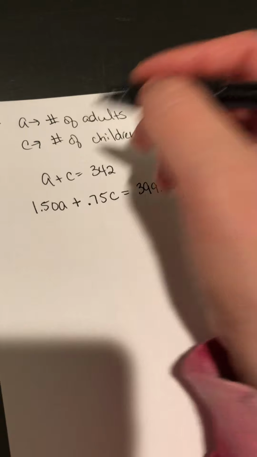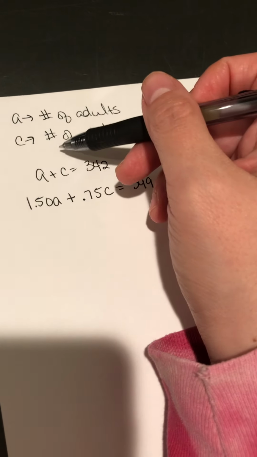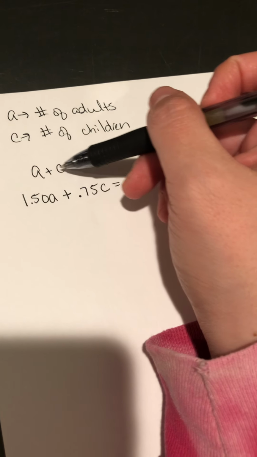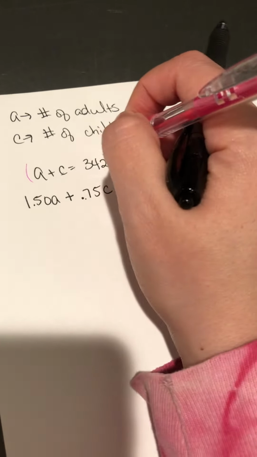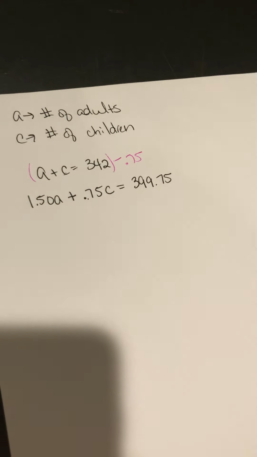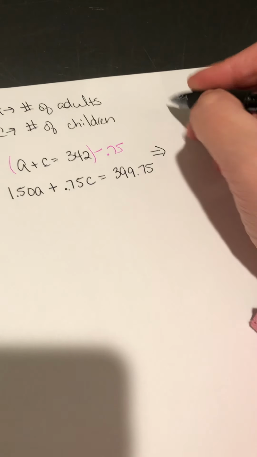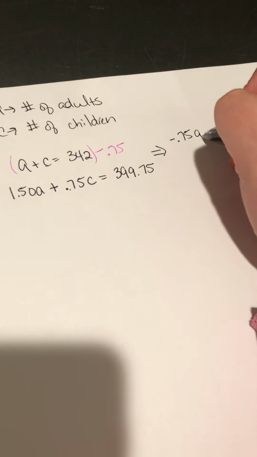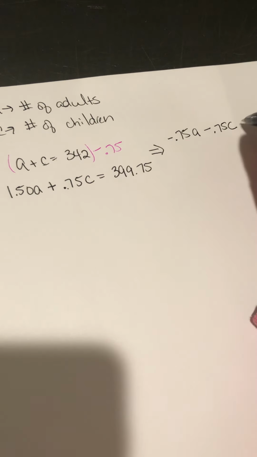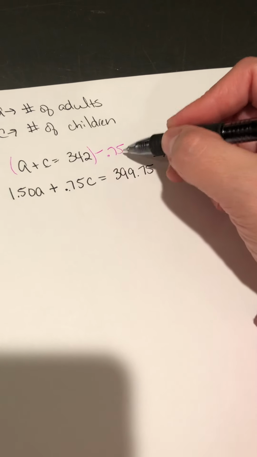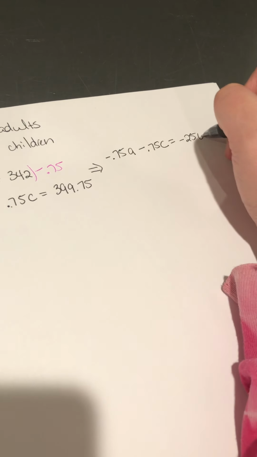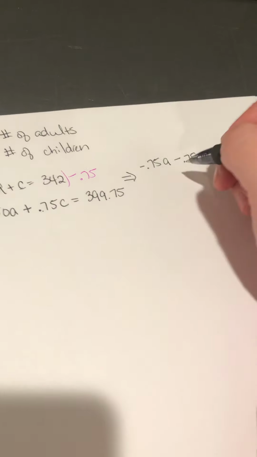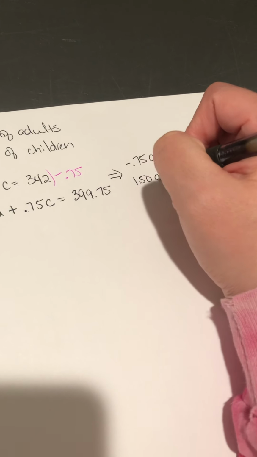So I'll just do elimination like I did. If I want to eliminate a variable here, I'm going to eliminate C. So 0.75, I can turn this into a negative 0.75, so I can add. So I've got negative 0.75A minus 0.75C is equal to 342 times negative 0.75, which is negative 256.5. And then I didn't do anything to the bottom equation.